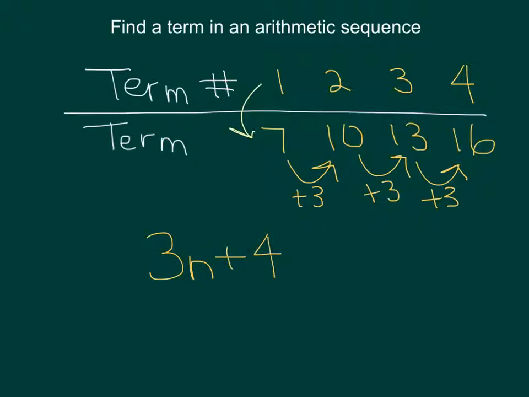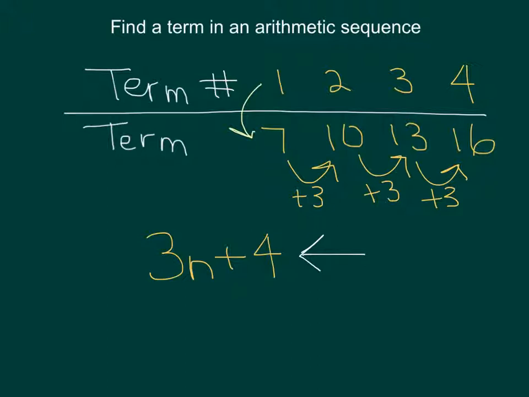And now to know if this is the true equation, you have to try it with each term and number. So 2 times 3 is 6 plus 4 is 10. 3 times 3 is 9 plus 4 is 13, and so on and so forth. So it stands true, which means this is your equation.